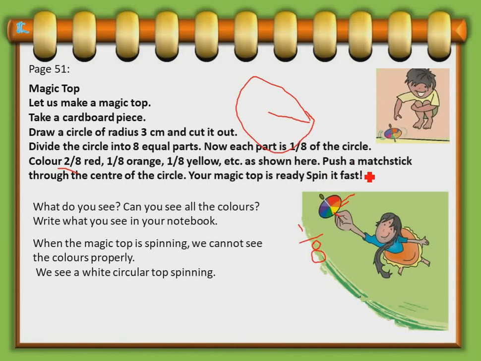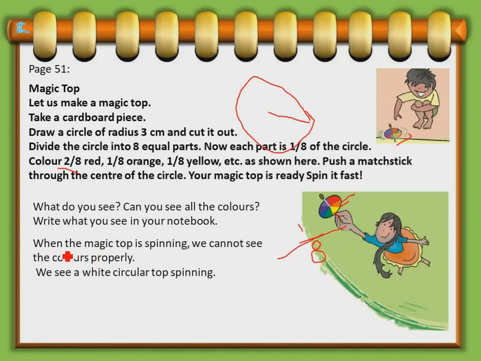As shown here, all the colors are given. In this way you will do it. Now put a matchstick through the center of the circle. Your magic top is ready. Spin it fast. After making it ready, you put a matchstick in between, and with the help of that you can spin it. See here, the boy is able to spin it. So what do you see? Can you see all the colors? Write what you see in your notebook. When you are not spinning it, you can see all the colors, but when you are spinning, are you able to see all the colors? You do this experiment, then you will know.